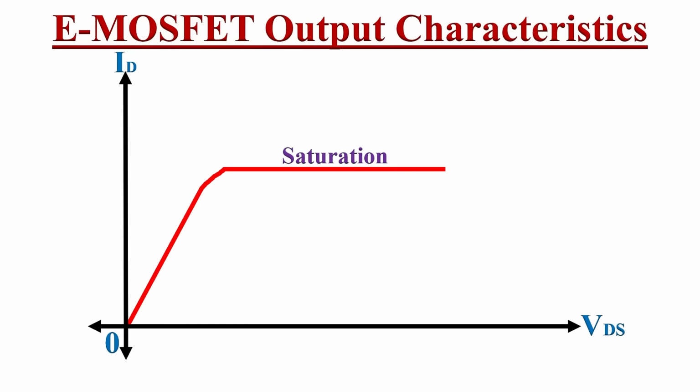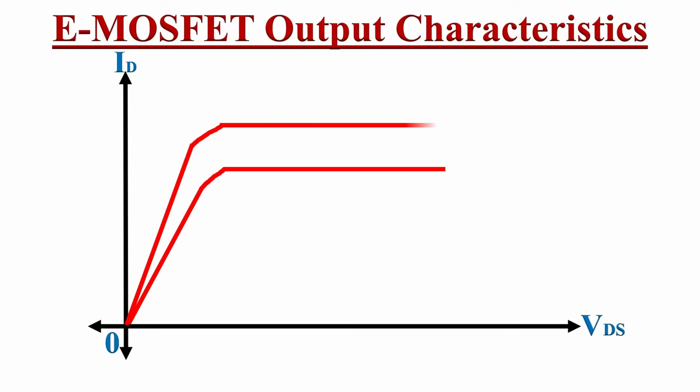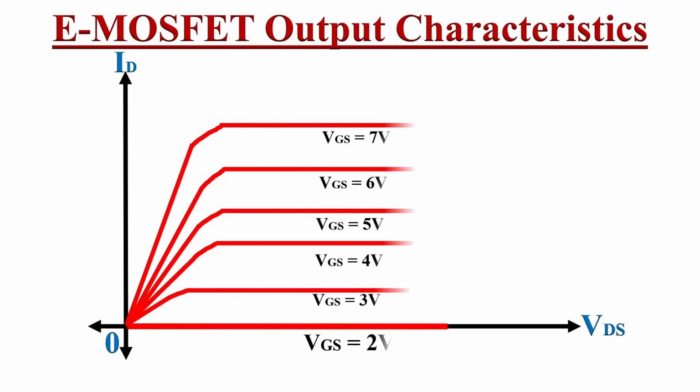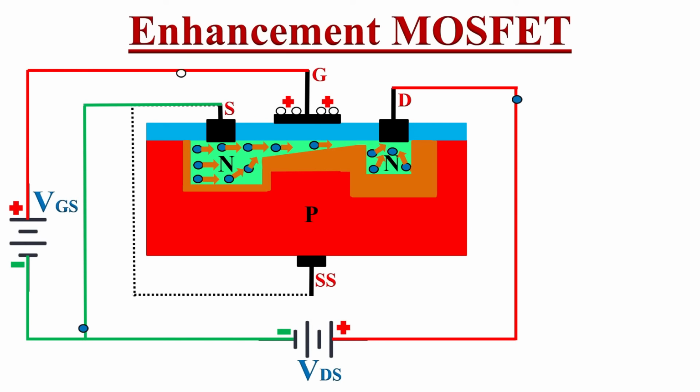We can draw this in the output characteristic graph. For an increased positive value of voltage VGS, the drain current ID will be even more than this saturation current. If we draw the drain curves for different values of VGS, then it will look like this. So as you can see here, as the value of gate voltage VGS increases, the drain current ID will also increase.